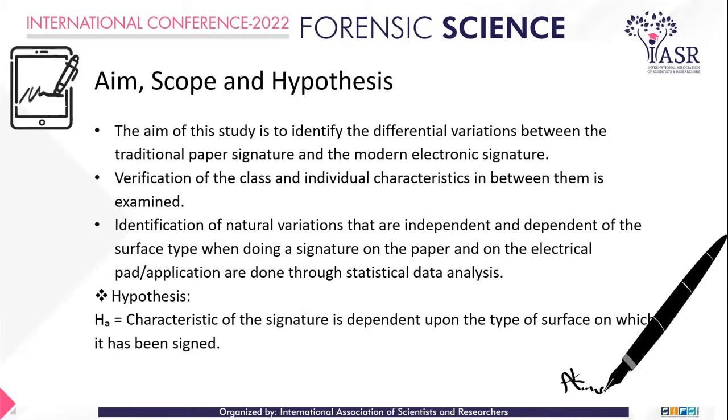The aim of this study is to identify the differential variation between traditional paper signatures and modern electrical signatures. We are verifying the class and individual characteristics of both, and identifying natural variations that occur, both independent and dependent of the surface type, when signing on paper and on the electrical surface, through statistical data analysis. The alternative hypothesis set in this study is that the characteristics of a signature are dependent upon the type of surface on which it has been signed.